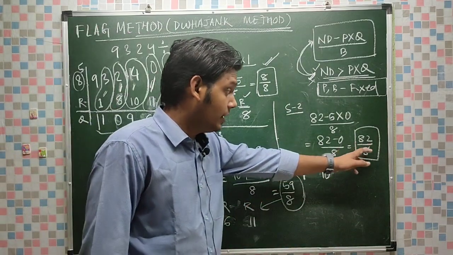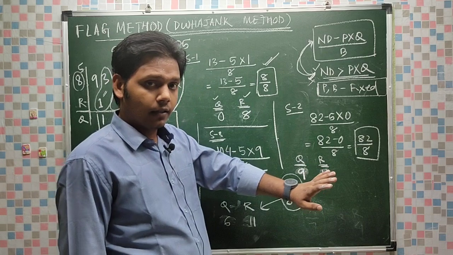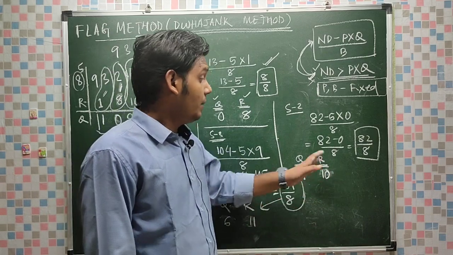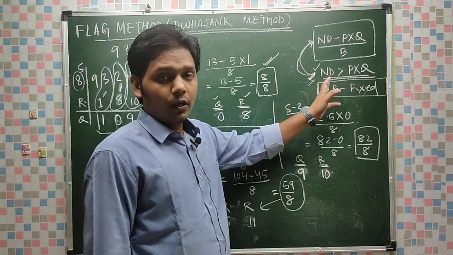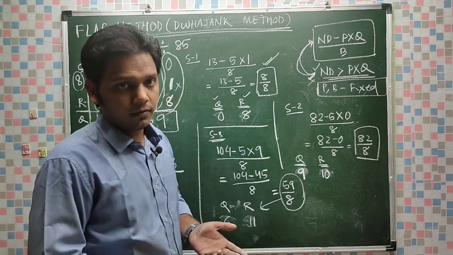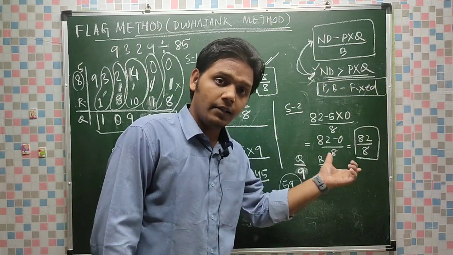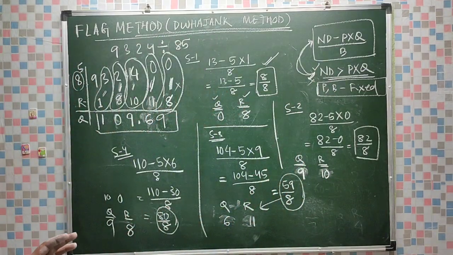Here also you can see 82 by 8. I can take 10 as the quotient, but I have not taken it. I took 9 there, because if I take 10, then this condition will not be satisfied, so my number will be wrong. So always you have to keep in mind this condition must be satisfied in each step. Clear? You can take the screenshot also.